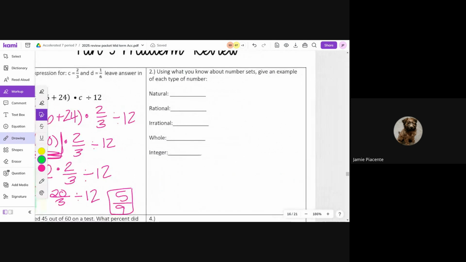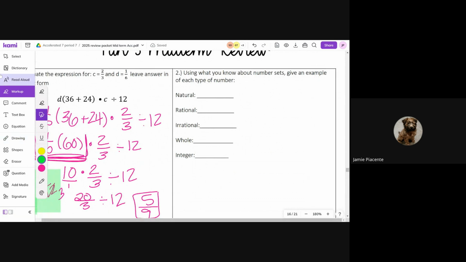Using what you know about number sets, give an example of each type of number. Pretty generic. It can be any number you want as long as it fits in the number set. So natural, that's like 1, 2, 3, 4, 5. Rational, that could be 5 again. It's any fraction, decimal, regular number, negative number. So I'm going to put negative 0.233 repeating.